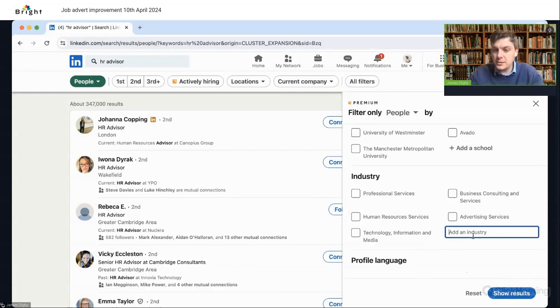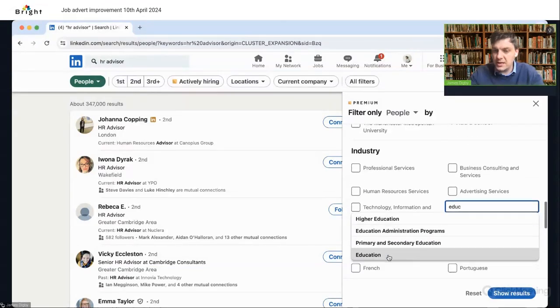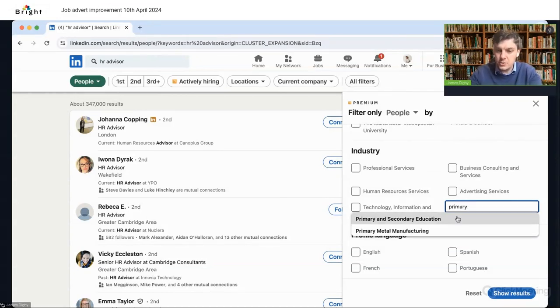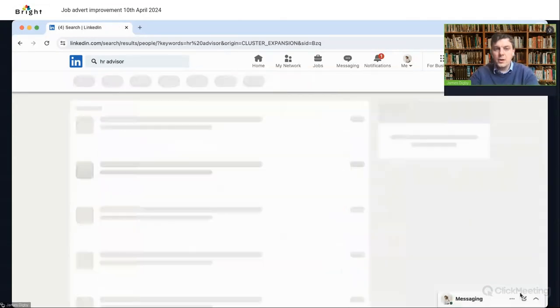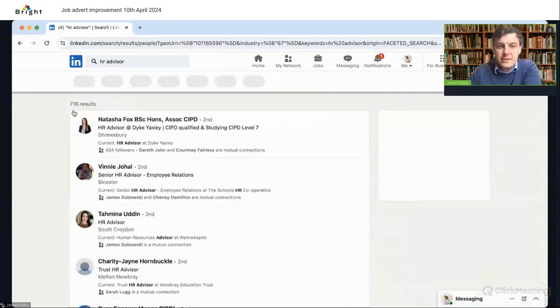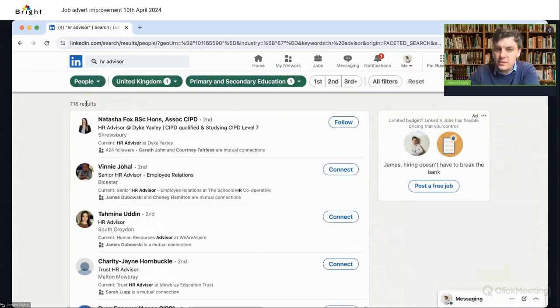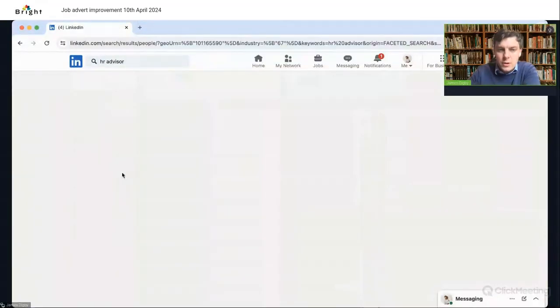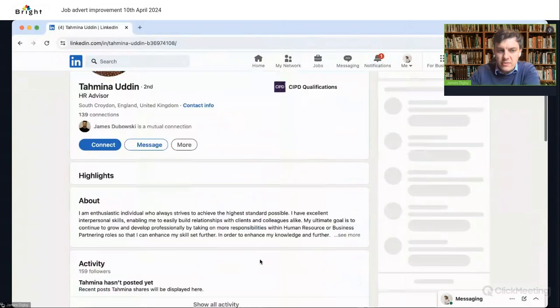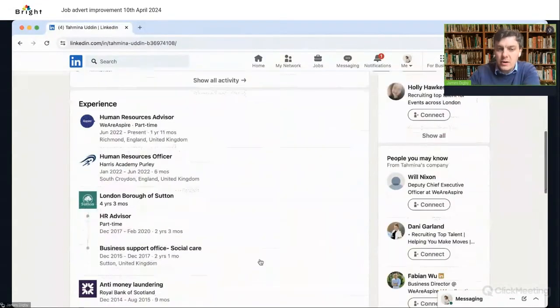And then in industry, if you're a school, you're going to use primary and secondary education. If you're an education organization, you're either going to use education or higher education, if you're higher education, or administration programs. But let's pretend that we are a school. So what I'm now able to see is that there are 760 people using the title HR advisor within primary and secondary education.